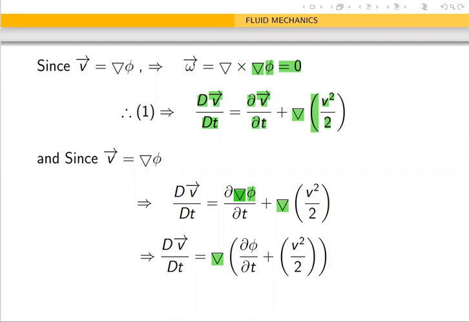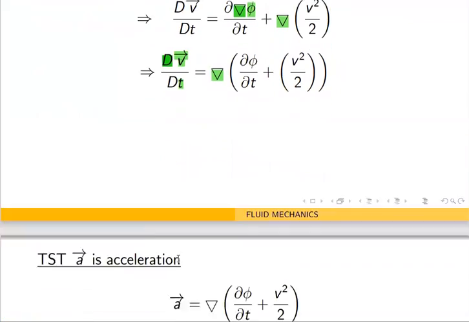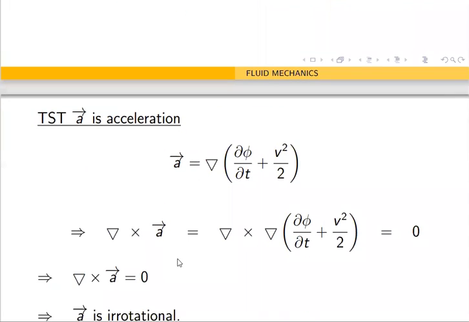For the second part, what do we have to prove? We have to prove that the acceleration is irrotational. And what is our LHS? This LHS is nothing but acceleration. We have to prove acceleration is irrotational, so we'll take curl on this to show that acceleration is irrotational.